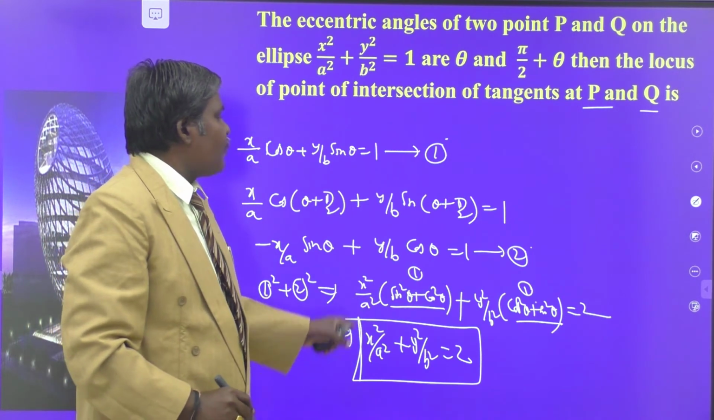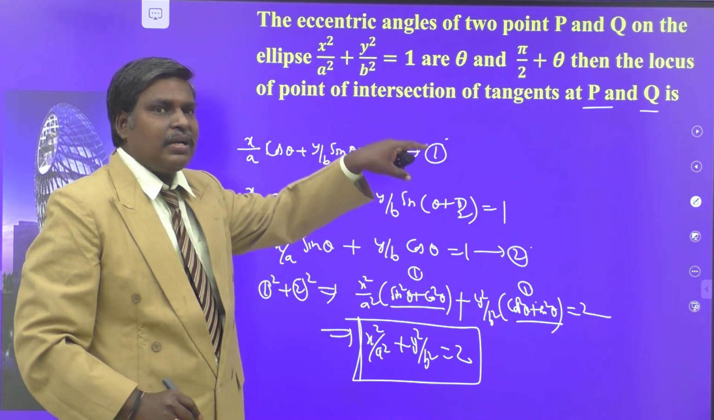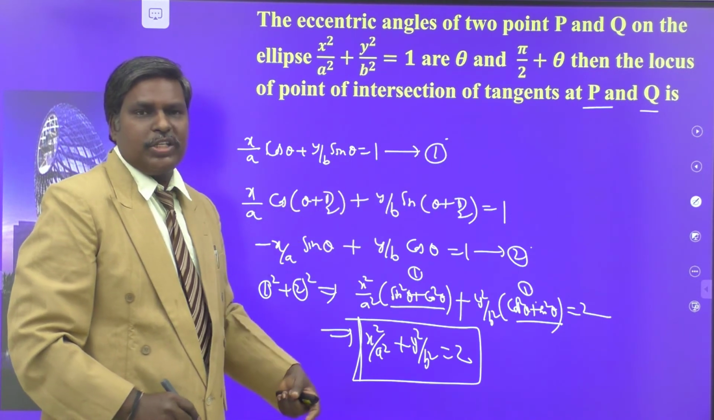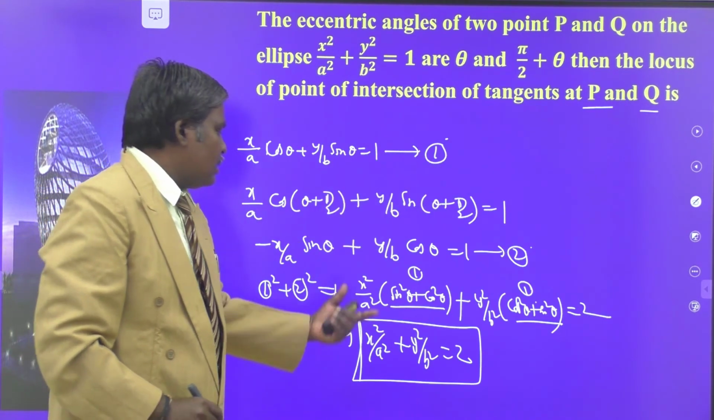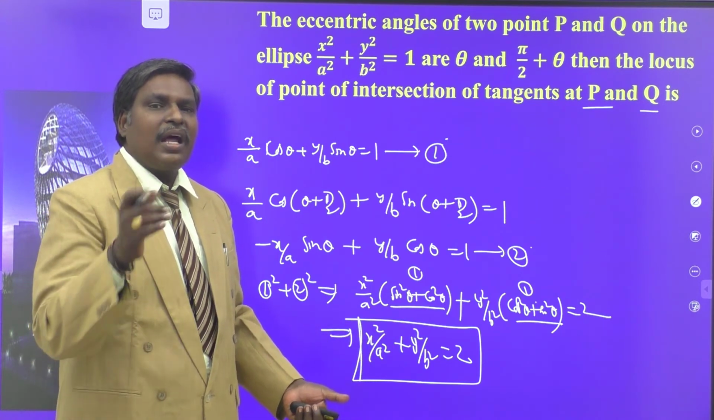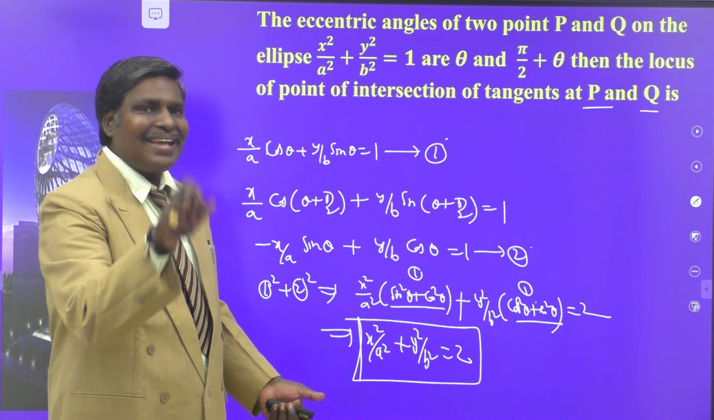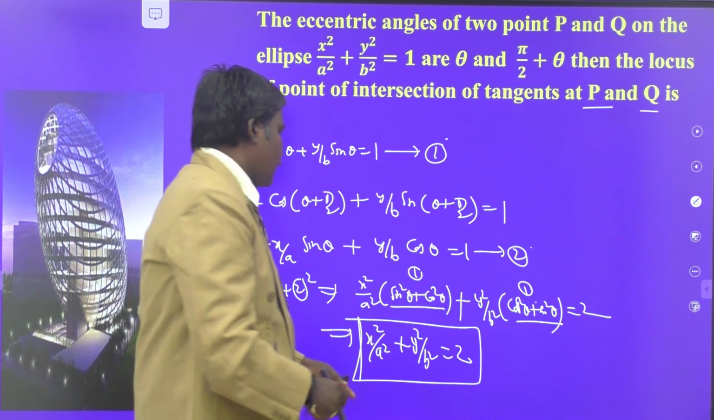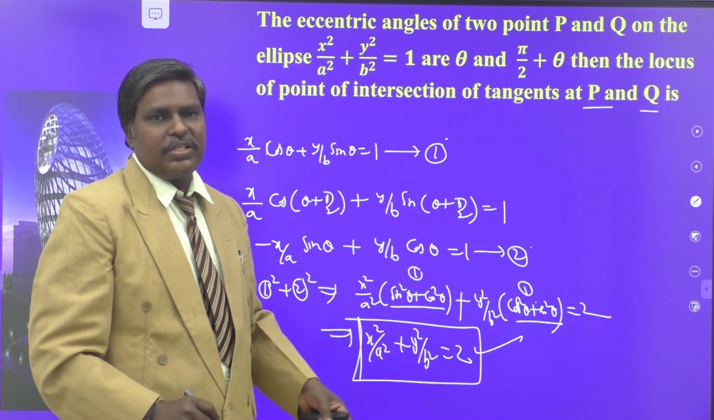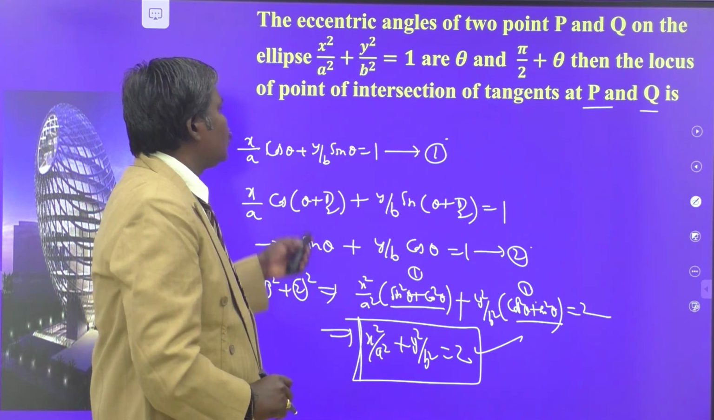So the locus of point of intersection of perpendicular tangents to an ellipse is what? The director circle, that is x square plus y square equal to a square plus b square. But what is this? The locus of point of intersection of tangents drawn at points whose eccentric angles differ by pi by 2 is here. So the answer is x square by a square plus y square by b square is equal to 2.